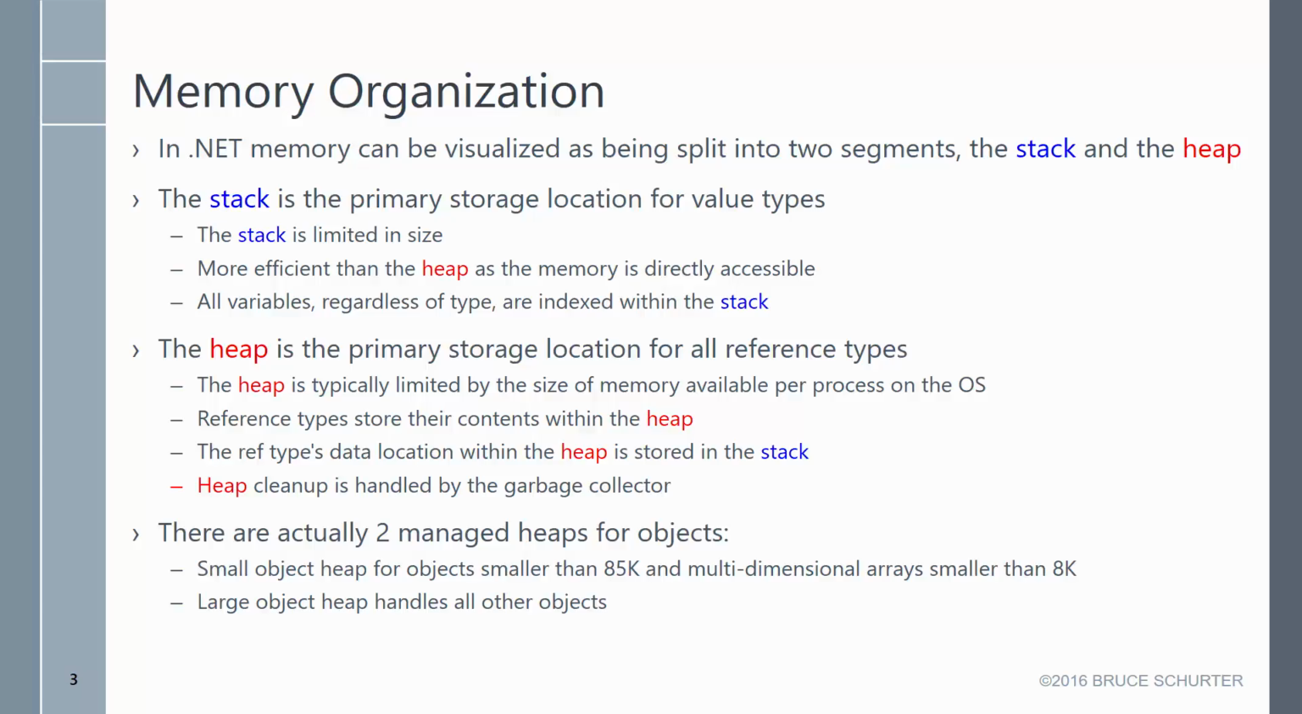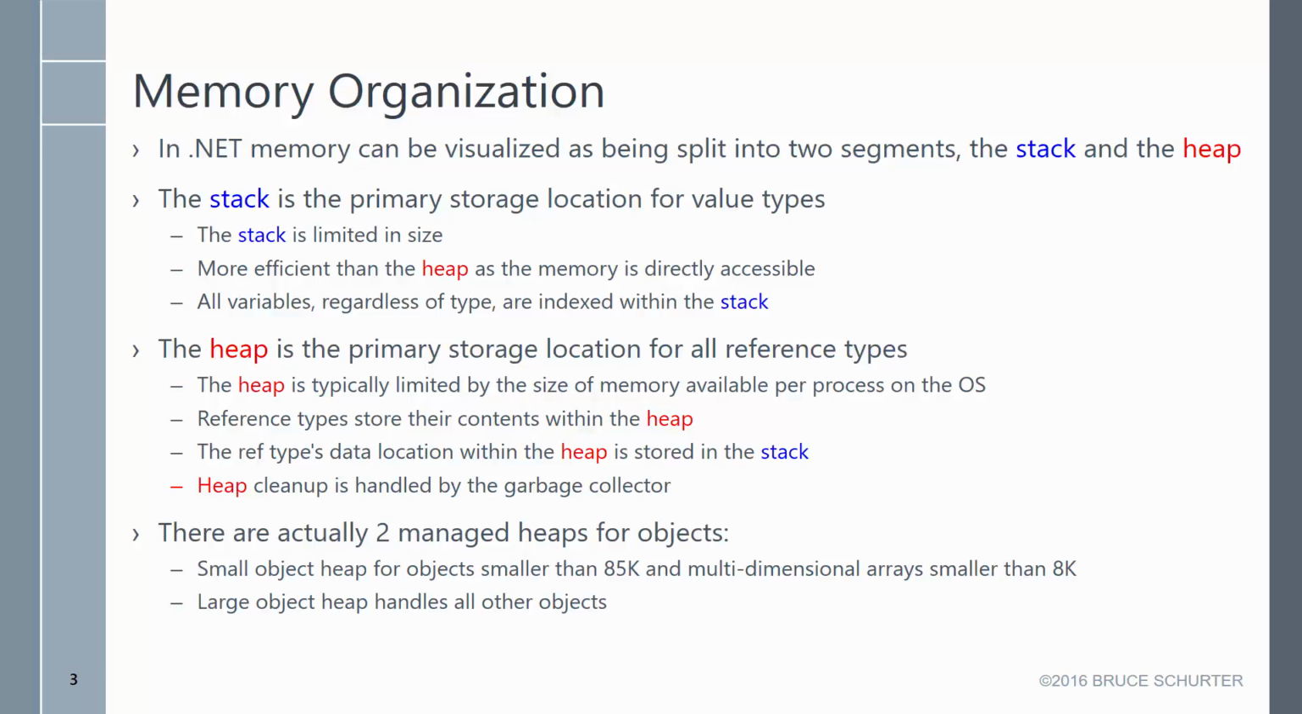Now, the heap is actually several heaps put together, which we will talk about in just a little bit. But the heap is typically limited by the size of memory available per process on the OS. So if you have large objects, they will typically be deferred to the heap for their storage. Reference types store their contents within the heap. Remember, everything is still indexed in the stack. In other words, every field will have some footprint in the stack. However, for a reference type, as you declare the variable, what goes into the stack is simply the reference to the heap where the actual contents of the value are stored.